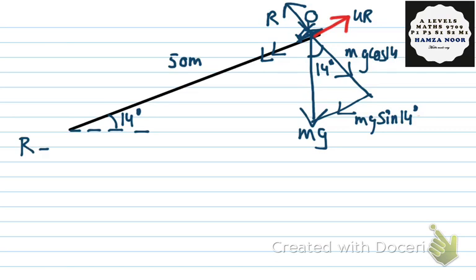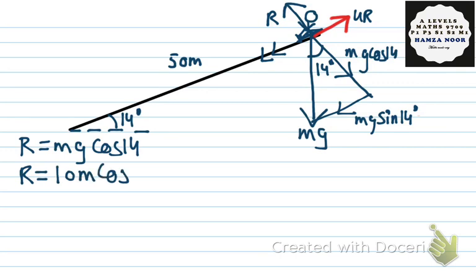Now all we need to do is resolve the forces perpendicular to the ice track and along the ice track. So R is equal to mg cos 14. The mass is not given, so taking g as 10, R is 10 m cos 14, and R will be equal to 9.703 m.